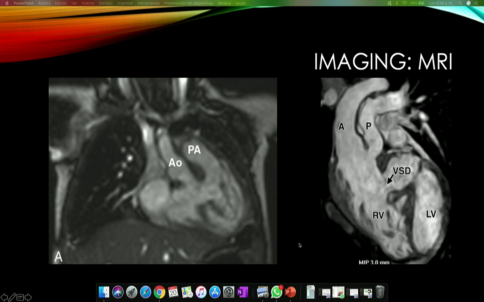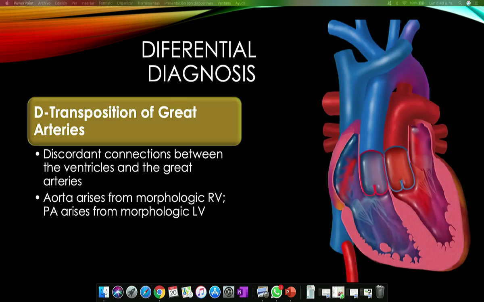It is important to look for other associated anomalies, which can include pulmonary stenosis, outflow obstruction, or anomalies in the mitral valve. For the differential diagnosis, one of the most important is the transposition of the great arteries, which is defined by discordant connection between the ventricles and the great arteries.